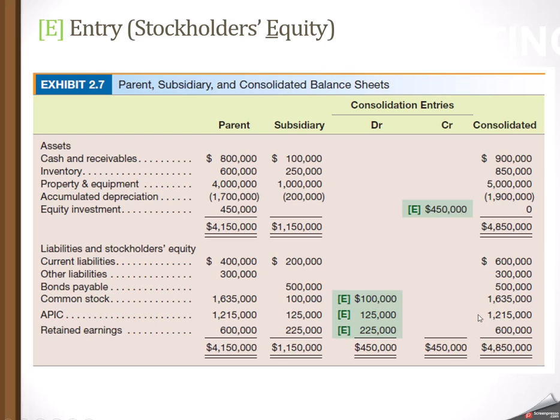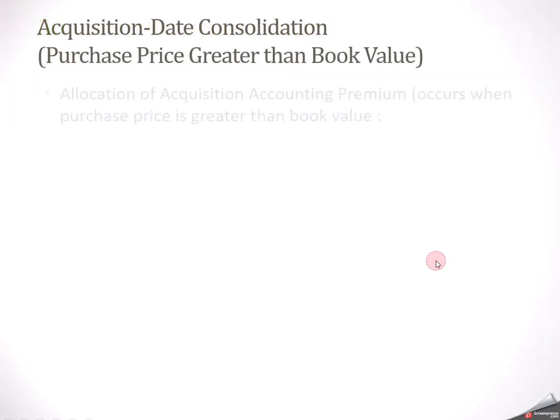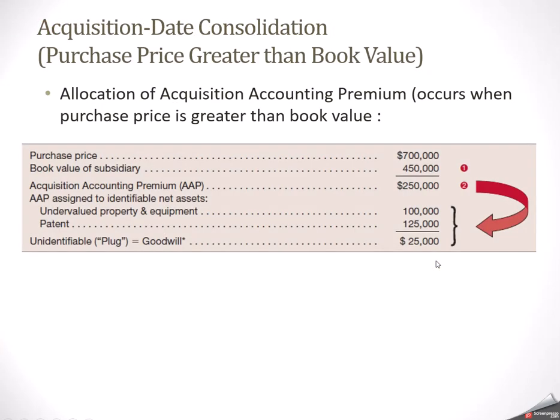And then our common stock, paid-in capital, and retained earnings should always equal the parent's, because like I said, the parent is the only company that has any outside stockholders. The parent owns all of the subsidiary. Now, chances are, though, you don't just get to buy these companies right at book value. They just show you that to make it simple. Normally, we're going to pay more than book value.